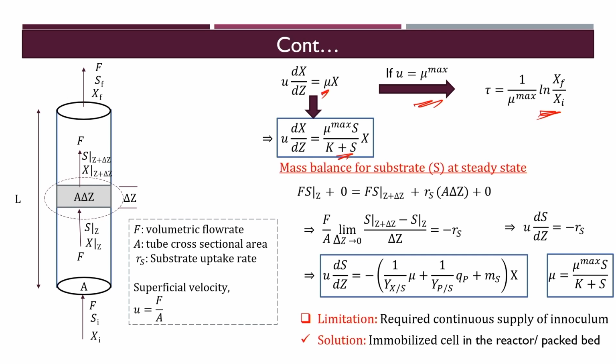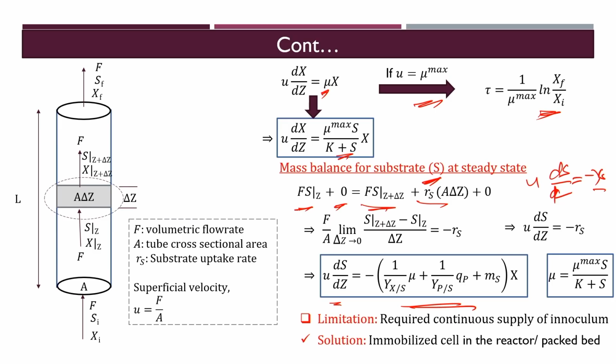In a similar way, we can do mass balance for the substrate in the section delta Z, generation 0, going out, and rate of utilization Rs into V, volume is A into delta Z. So, this becomes U into ds upon dz equals minus Rs. And what is the rate of substrate utilization? This is mu upon Yx upon x plus qp upon Yp plus ms into x.